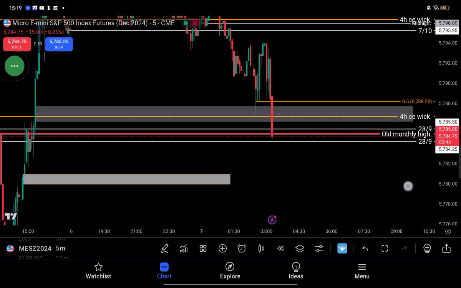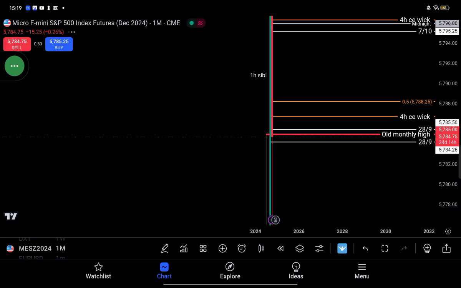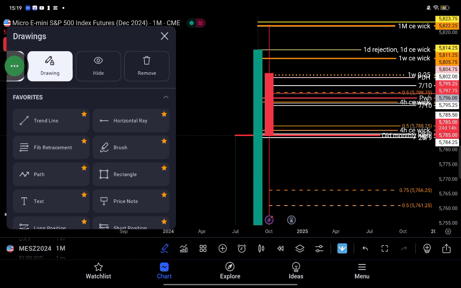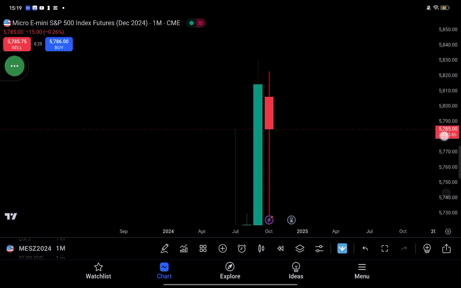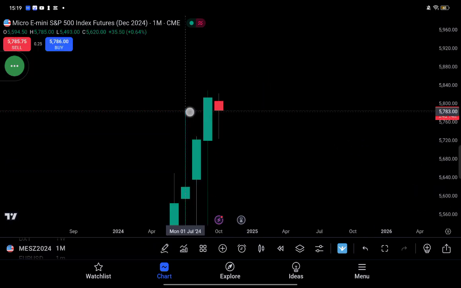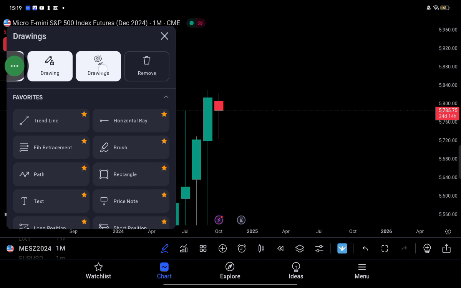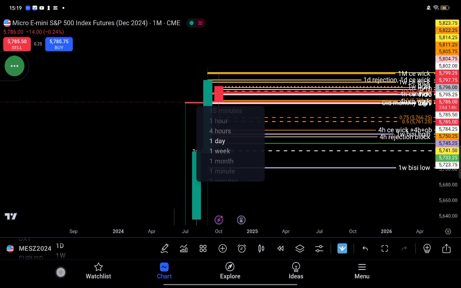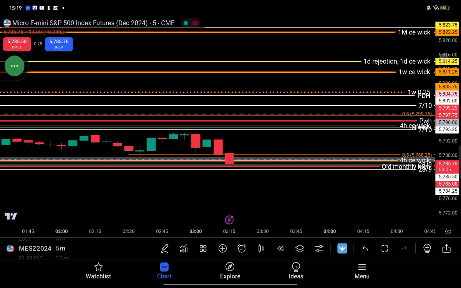Okay, we are back at the old monthly high. So what is this old monthly high? Let me show you. This old monthly high is this one. Maybe there's too much things. I shall take it off for you. Okay, this is the old monthly high that I'm looking at. So let's put the candlesticks back on. And now I'll go back to the 5-minute chart.